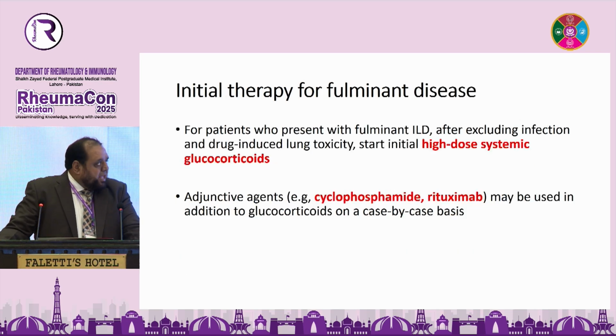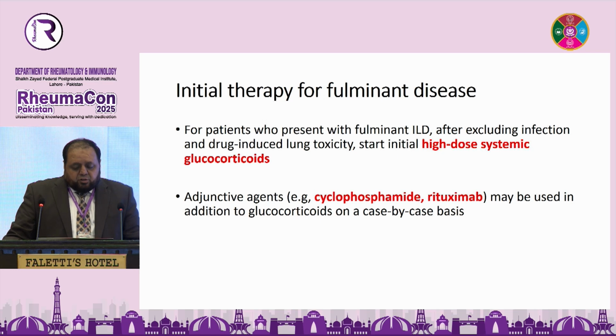Initial therapy. Next, initial therapy for fulminant disease. For patients who present with fulminant interstitial lung disease after excluding infection and drug-induced lung toxicity, it is recommended to start initial high-dose systemic glucocorticoids. Adjunctive therapy includes cyclophosphamide and rituximab, which may be used in addition to glucocorticoids on a case-by-case basis.